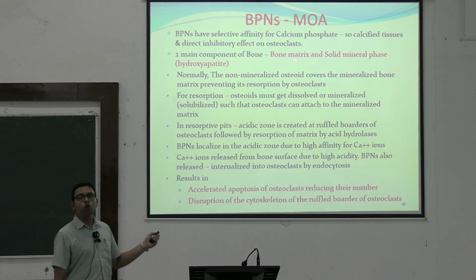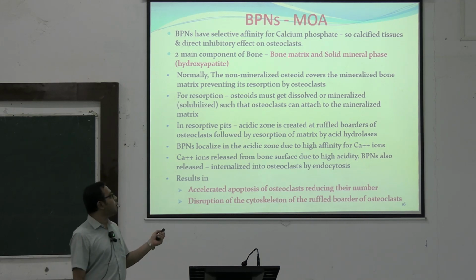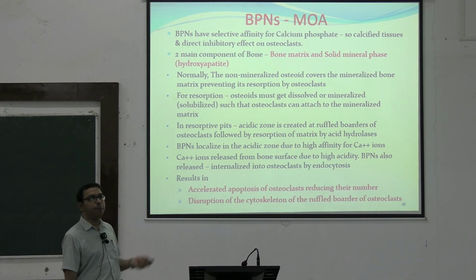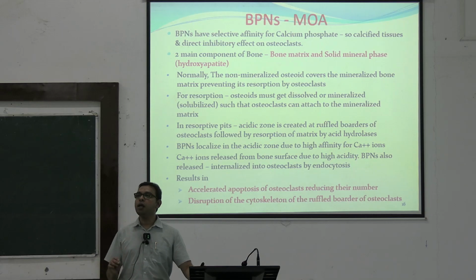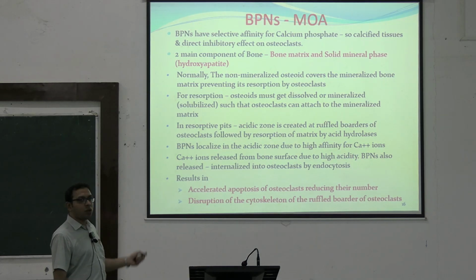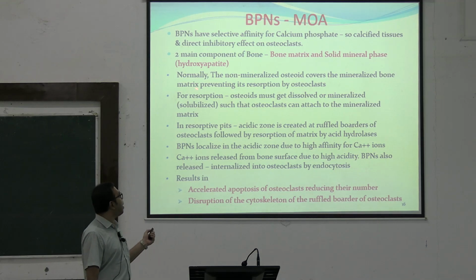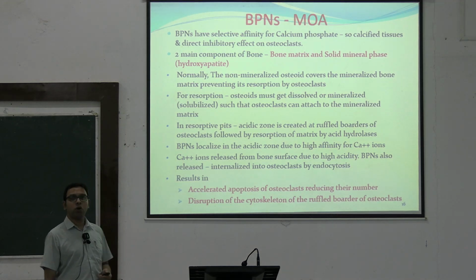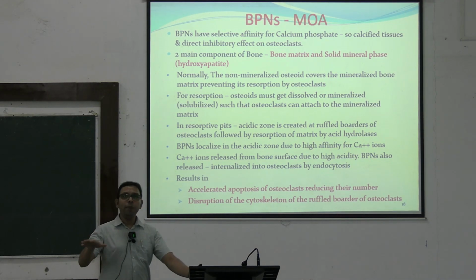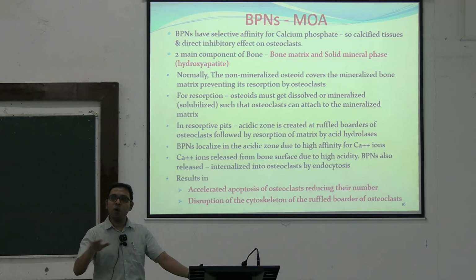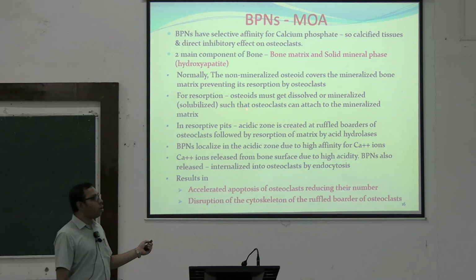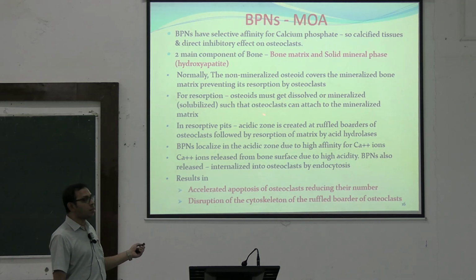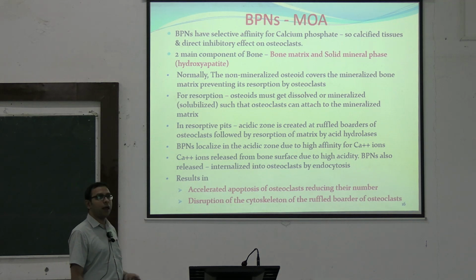So usually there are two components of the bone. One is the bone matrix, another is the solid mineral phase. The solid mineral phase is formed of hydroxyapatite. Now normally this non-mineralized osteoid covers the mineralized bone matrix, preventing its resorption by osteoclasts. Usually there will be some covering on the bone surface. When resorption is needed, there will be uncovering of this. For resorption, osteoids must get dissolved or solubilized such that osteoclasts can attach to the mineralized matrix.